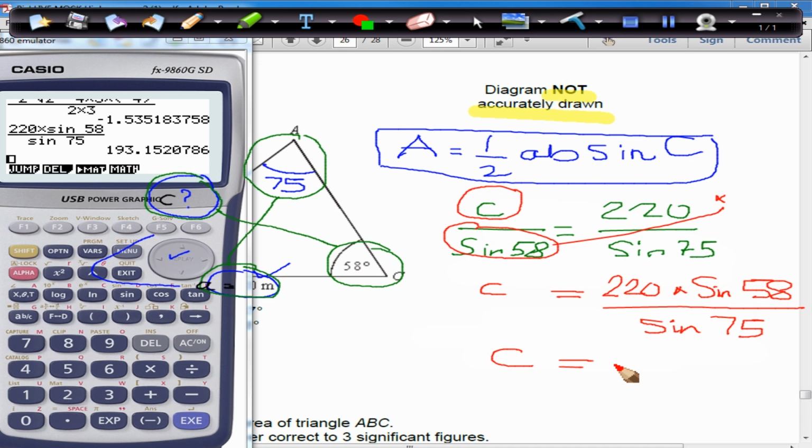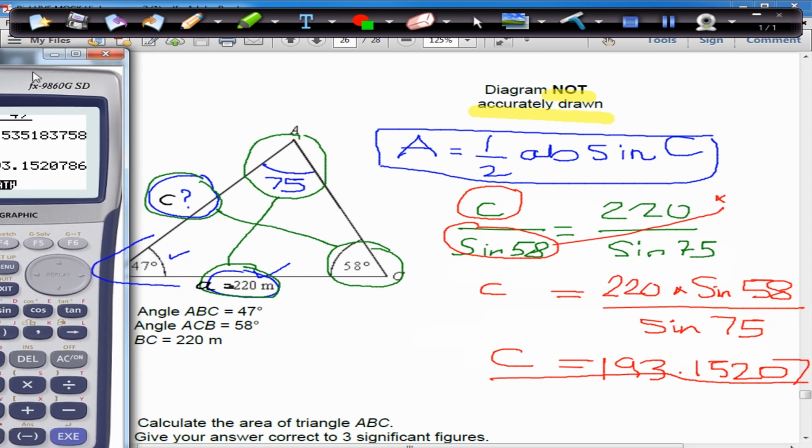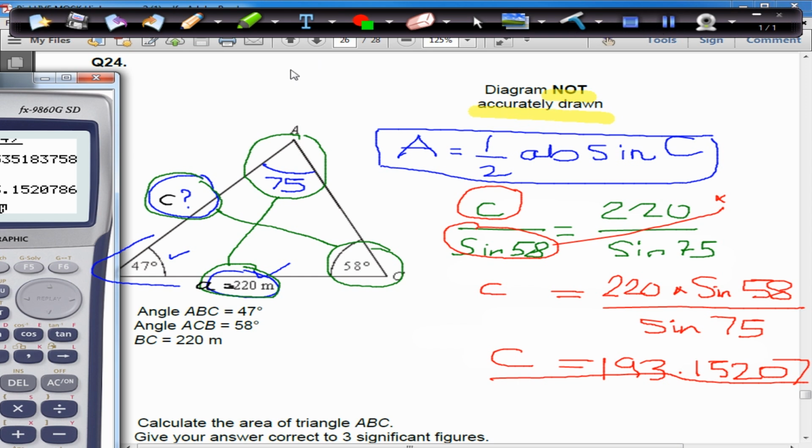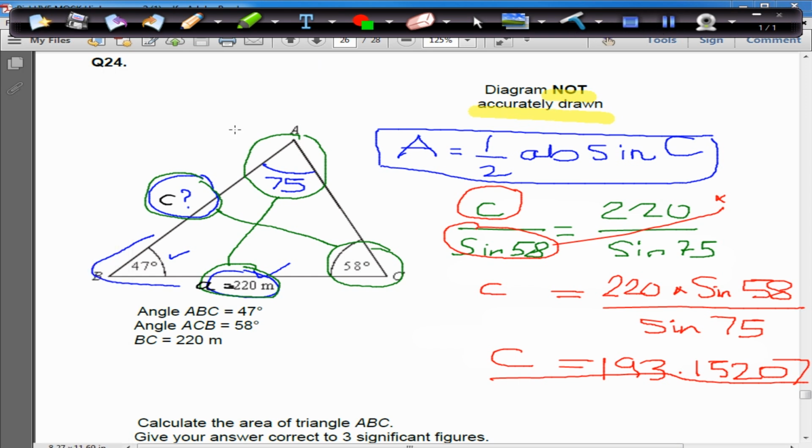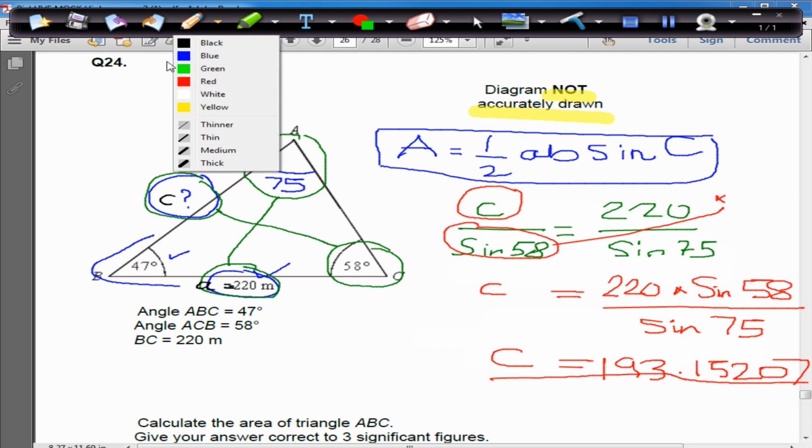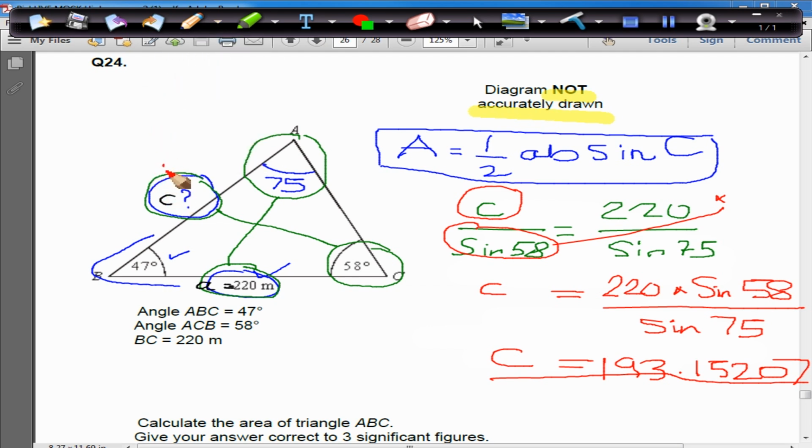So how many significant figures? At the moment, this is just the side that we're using, so I'm going to write down quite a few digits to make sure we don't lose any accuracy: 193.15207. That's just the c value. Nearly finished, folks. Don't worry, I can hear the deep sighs. What we have just worked out, looking back at our diagram, is this side over here. So c is equal to 193.